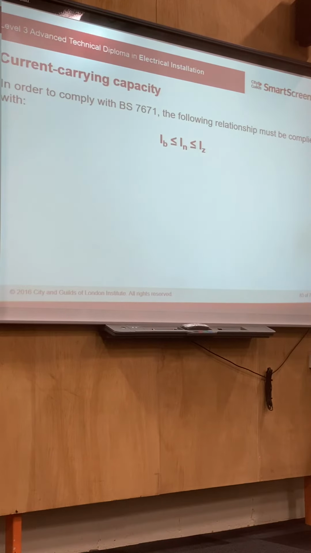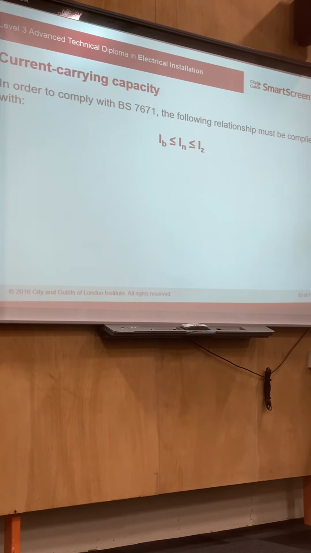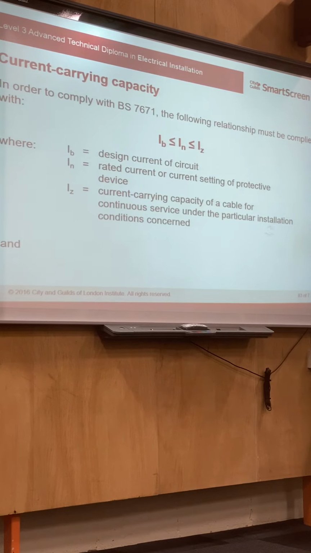Our Iz is the tabulated current carrying capacity of the cable. This is where we now select the cable. We have to make sure that the cable is able to carry either the same amount of current as the rating of our protective device, or more. Does that make sense? And we also have It, which has to be greater than Iz. It is the calculation that we can carry out.